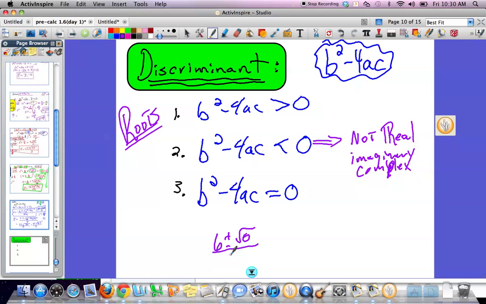If it equals 0, so if you have something like 6 plus or minus the square root of 0 over 12, what's your answer? In other words, you get one answer, one root, because that would be 1/2. Plus or minus 0 is 0. Doesn't matter if you add it or subtract it, it is 0. So you get one answer if your discriminant is equal to 0.